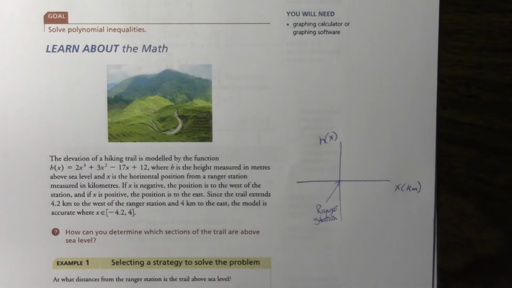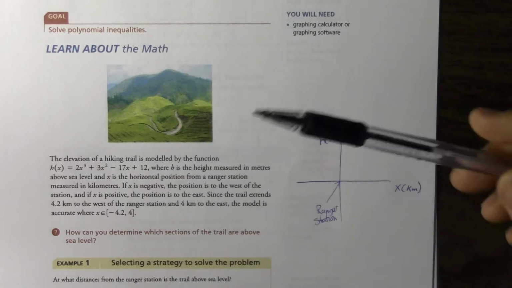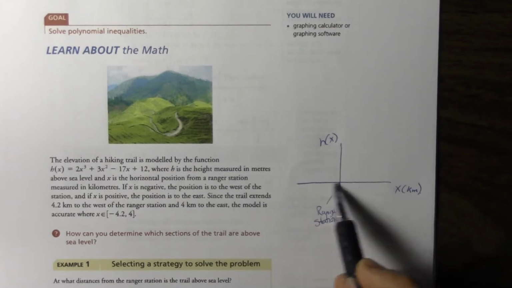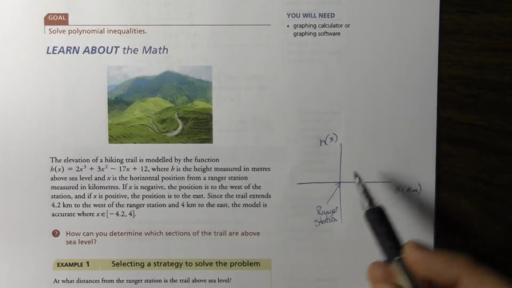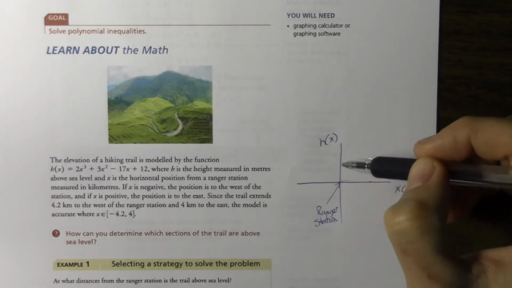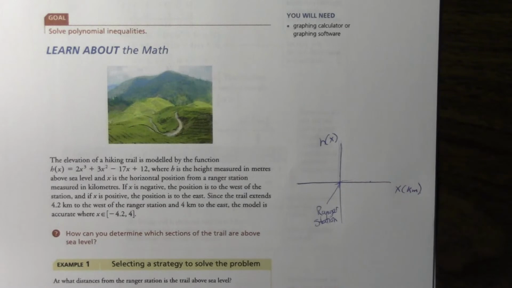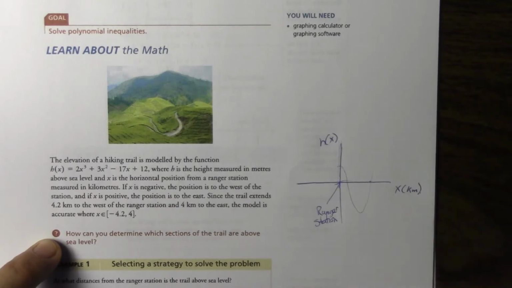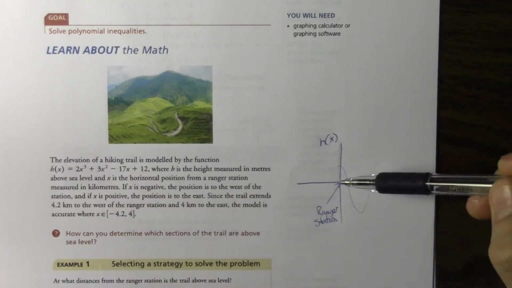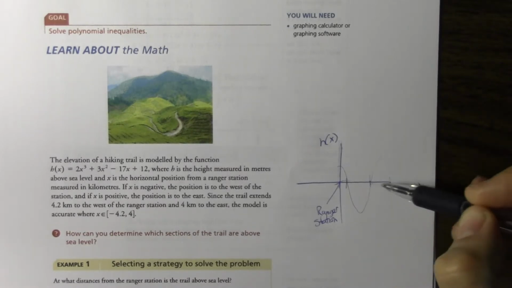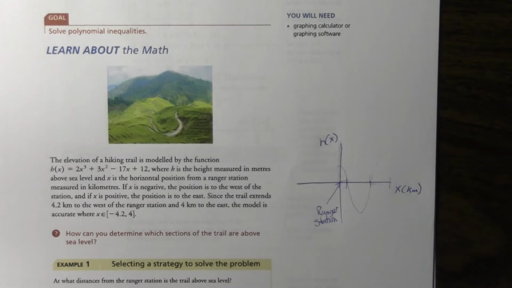Okay, so we have a scenario where we're trying to measure the height above sea level from a ranger station. We can have negative values of x, a distance west of the ranger station, and we can have positive values of x, east of the ranger station, and then our heights are on our y. So we want to know when the trail is above sea level. If we have a graph, something that looks like this, we want to know between what intervals these values are going to be above 0.